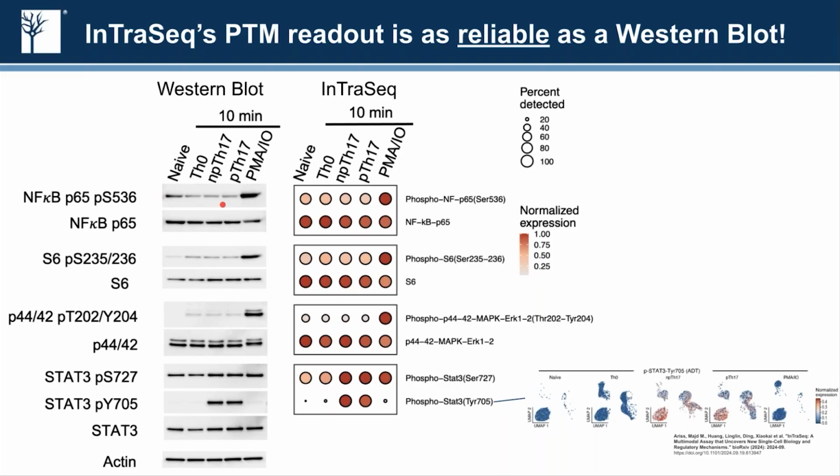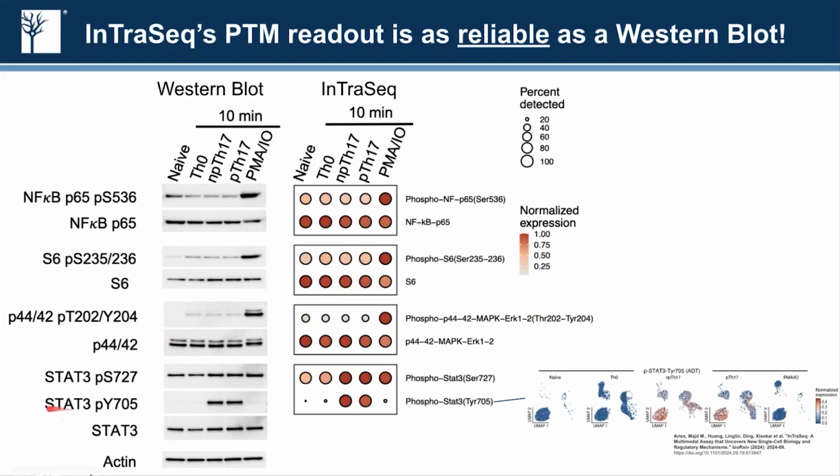And of course, these are different experiments. The Western blot is a chemiluminescent assay, whereas the InTraSeq is a sequencing assay. So there are some minor variabilities if you squint a little bit, but the main patterns are preserved between those 2 experiments.